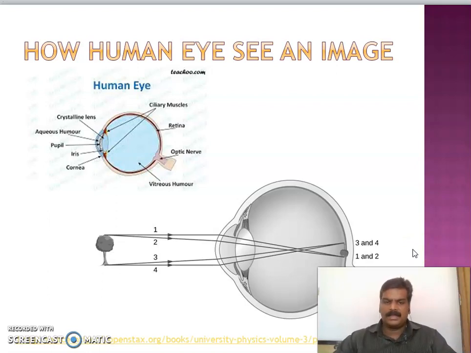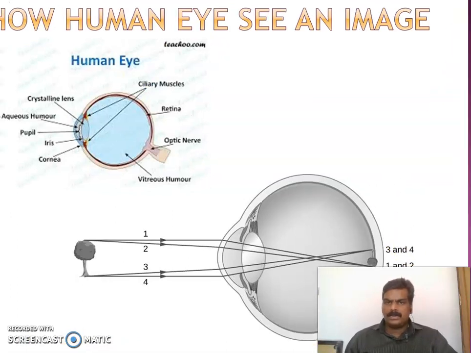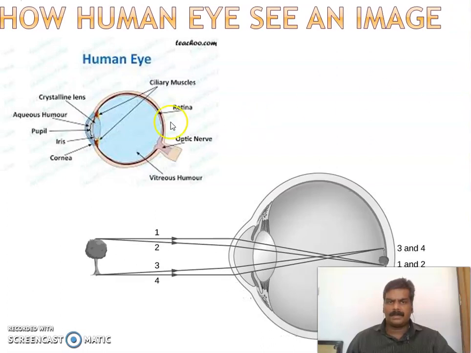Initially, let's see how human eyes see an image. This is the structure of a human eye. It has an opening in the front called the pupil, followed by an iris. The iris has photocontractile properties. So, depending on the intensity of light, the iris will undergo contraction or expansion.